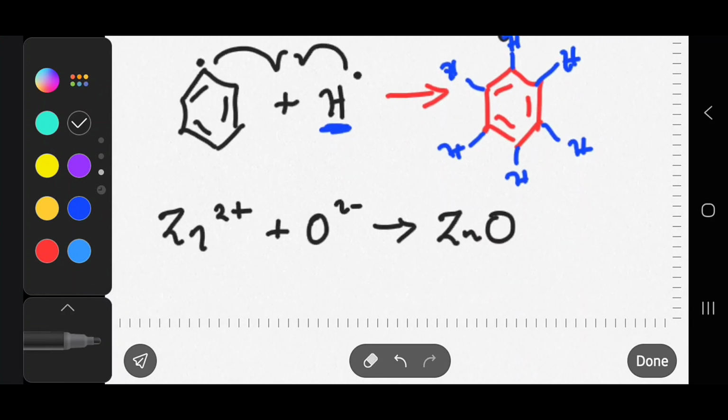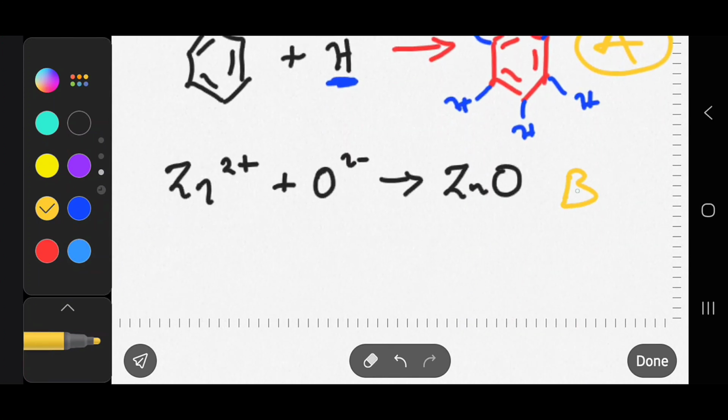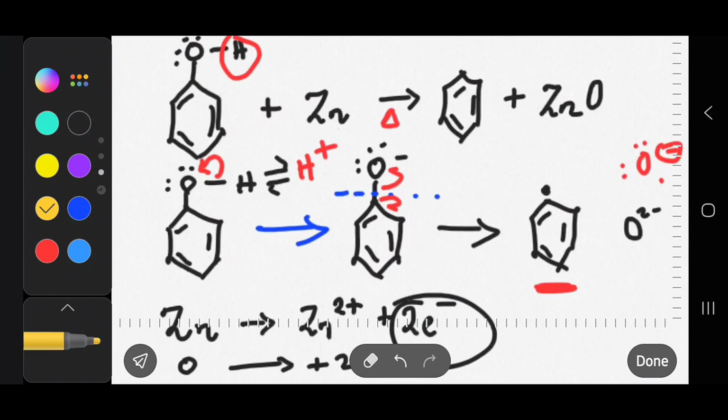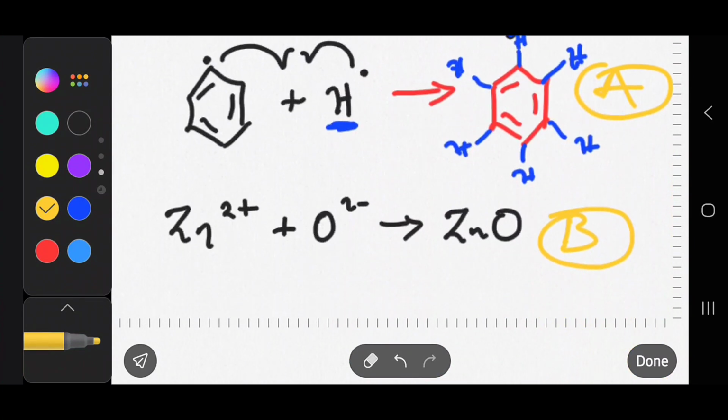So you see, we have two products. This is one, and this is two. That gives us these two products over here. You see, this is essentially what this reaction mechanism looks like.